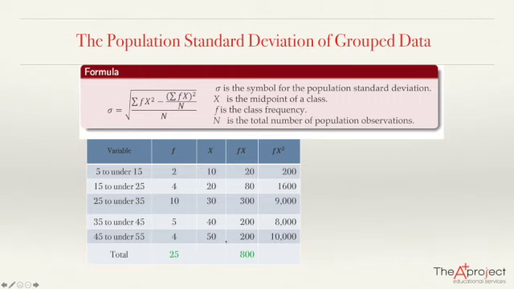So use your calculator to make this product. So you multiply the x and the fx, and when you do that, you get fx squared for sure. And then add together all these numbers, 200 plus 1600, it will be 1800, plus 9,000 plus 8,000 plus 10,000. And you get 28,800.